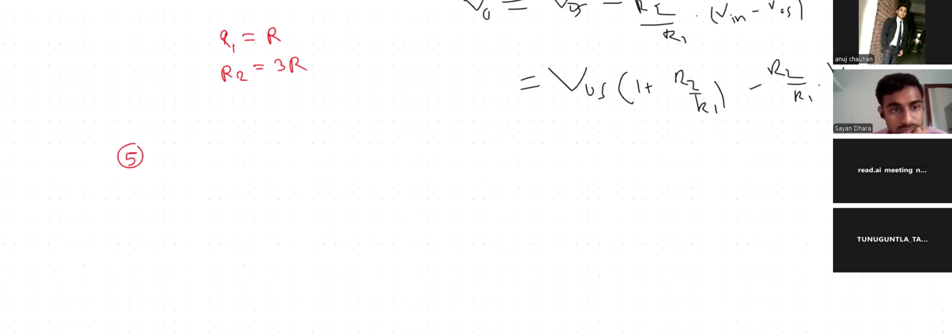Okay, output voltage. So have you learned about the operational amplifier internal structure? No, the internal structure of the operational amplifier. It is a five transistor OTA and all. Acha, you know something about that?